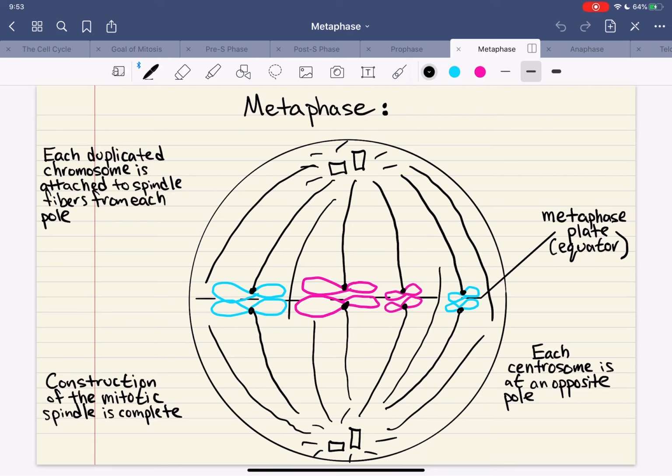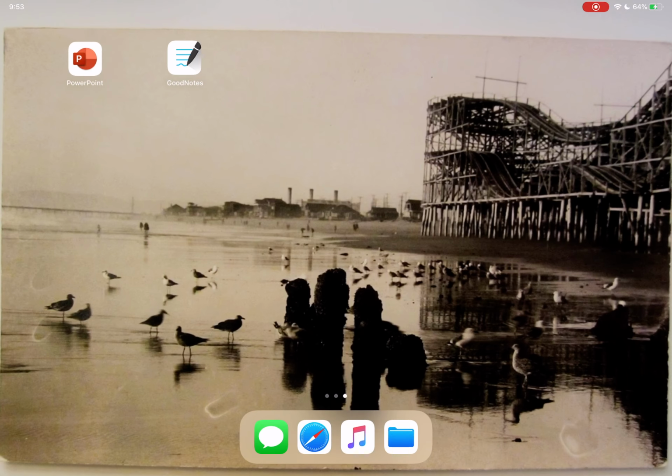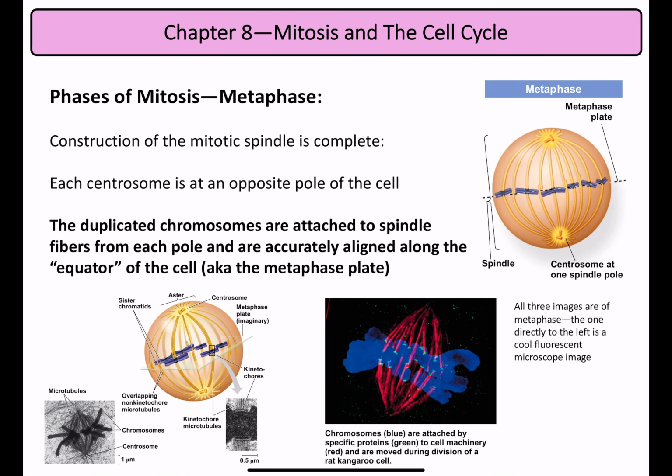And the mitotic spindle is in black, and it basically includes both centrosomes and all of the microtubule filaments radiating from them. And its construction is complete at this point. So I'm going to jump over to my slides. And there's no new information. Here's a real picture of chromosomes lined up at the metaphase plate. You can see here the microtubule filaments.